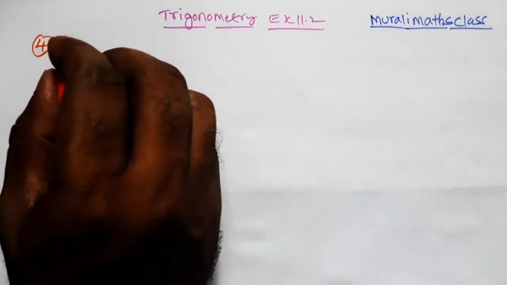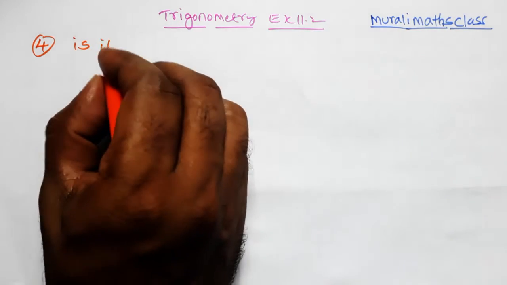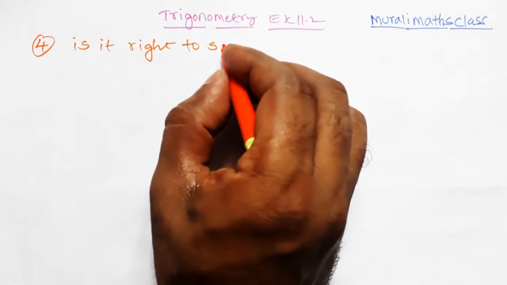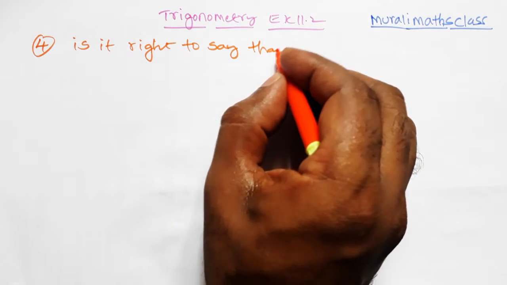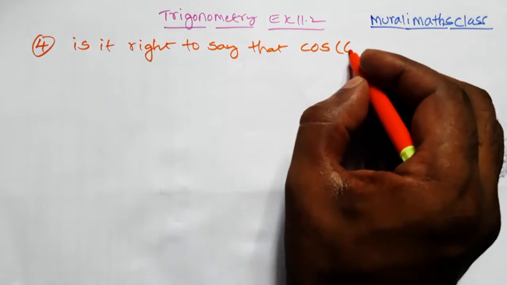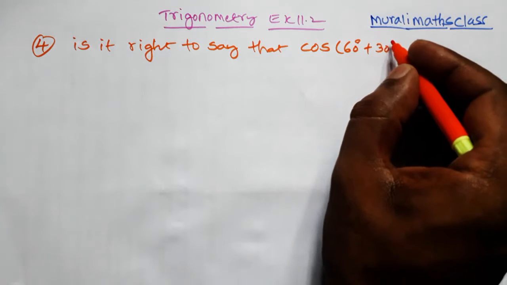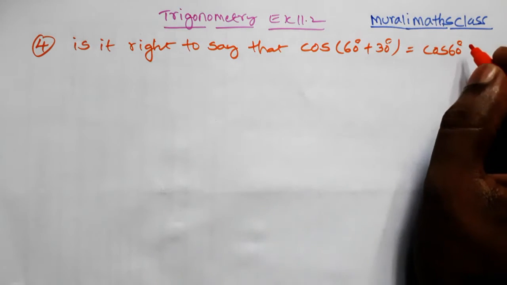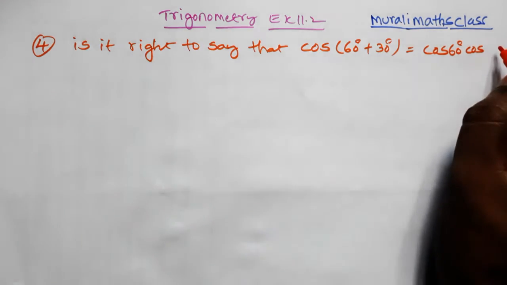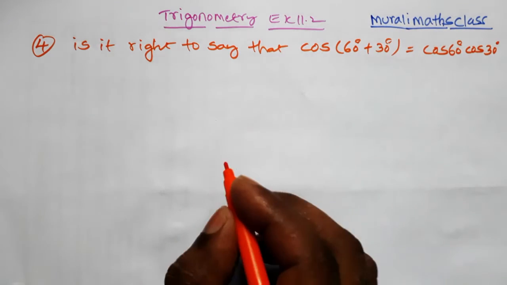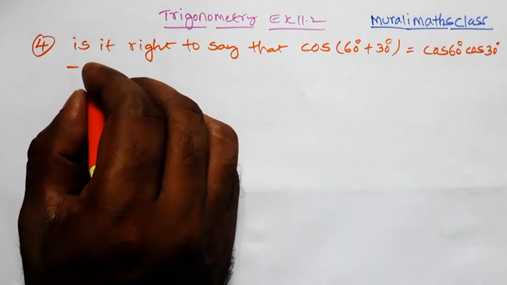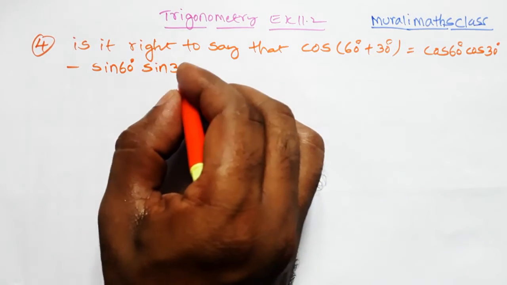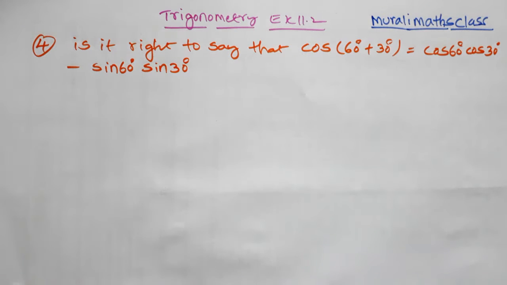Is it right to say that cos 60 degrees plus 30 degrees equals cos 60 degrees into cos 30 degrees minus sin 60 degrees into sin 30 degrees. So this is the problem they gave in the fourth one.